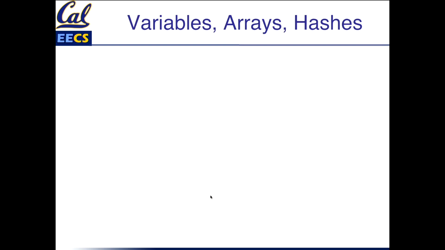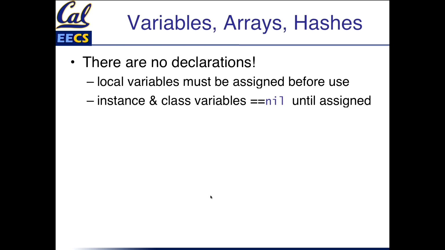Variables, arrays, and hashes. You're all Java programmers, so this should be quick. There are no declarations. You are free from declarations for the rest of the semester. You can have local variables. You have to assign them before you use them. And as we'll see, when we're defining classes and objects, the instance and class variables spring into existence with the nil value, which is also a value that means false in Ruby, until the first time they're assigned.